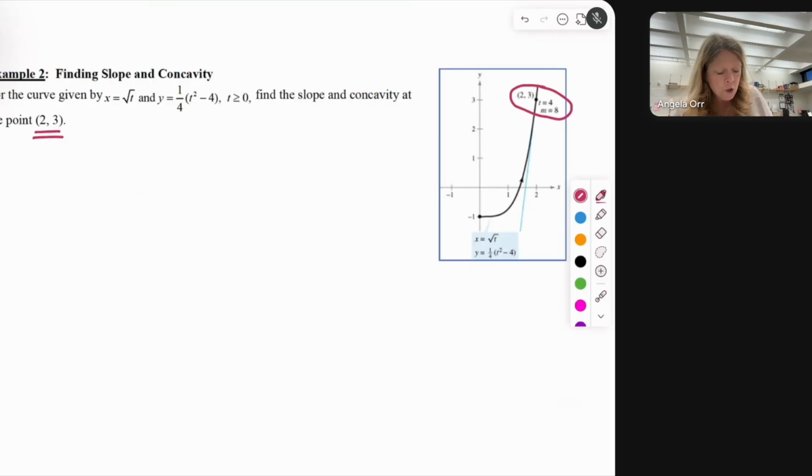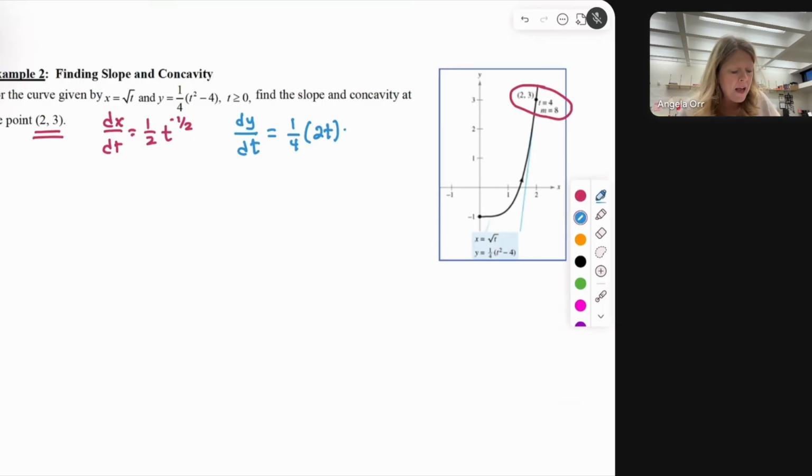We are told that x equals the square root of t, so dx/dt is going to be 1/2 t to the negative 1/2 power. For dy/dt, y is equal to 1/4 times t squared minus 4, so that is going to be 1/4 times 2t to the first power. I'm going to simplify it because we're going to use it, and that gives me a value of 1/2 t.